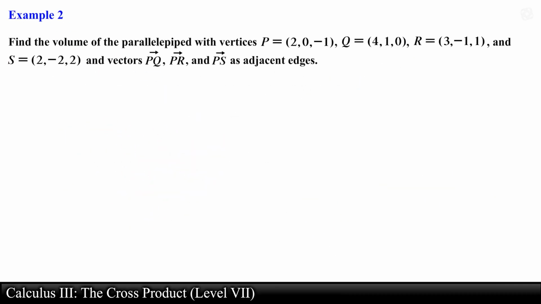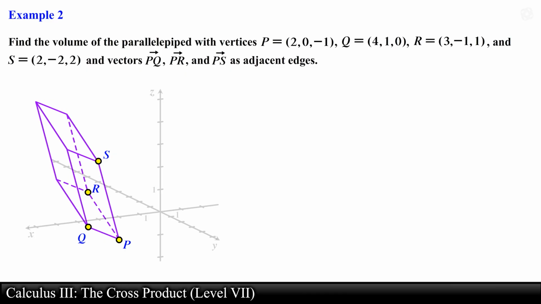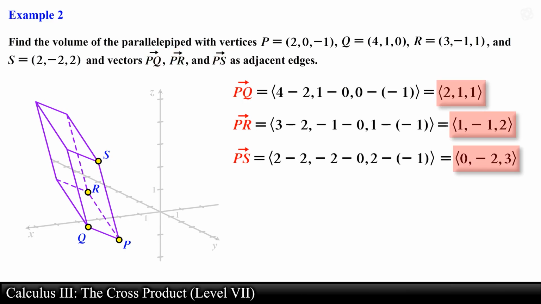Find the volume of the parallelepiped with vertices P, Q, R, and S, and vectors PQ, PR, and PS as adjacent edges. Alright, similar to the previous example, we are asked to find the volume of the parallelepiped. We are not given the components of the vectors, so we first need to find them. Subtracting the appropriate coordinates from one another, we obtain the following components for vector PQ, PR, and PS.